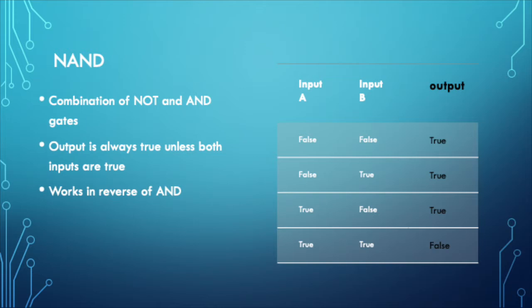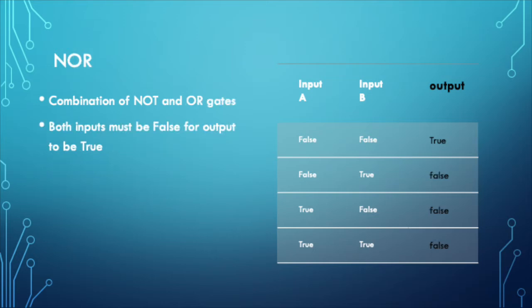Now we can start combining these logical operators, and our first example of a combination is a NAND logic gate. This one is the combination of a NOT and an AND gate, so the output is always true unless both inputs are true. So it's basically the exact reverse of an AND.